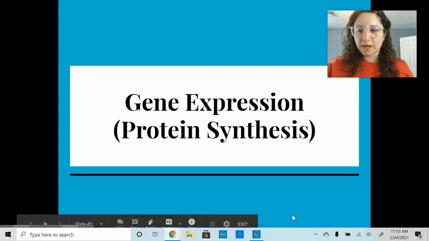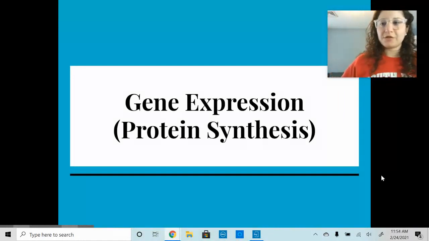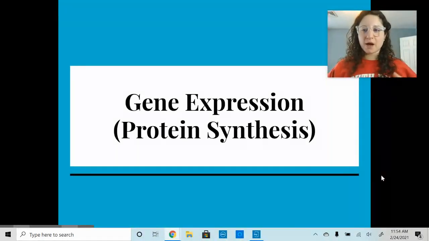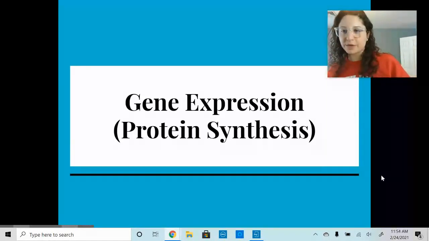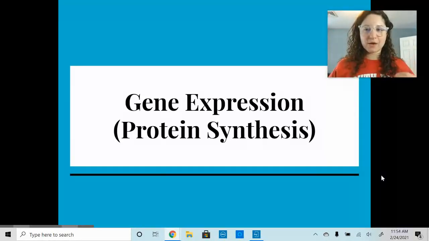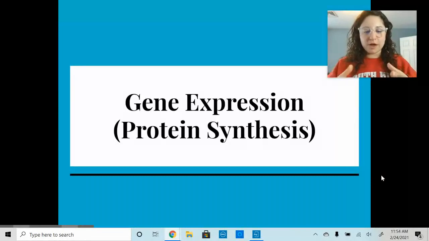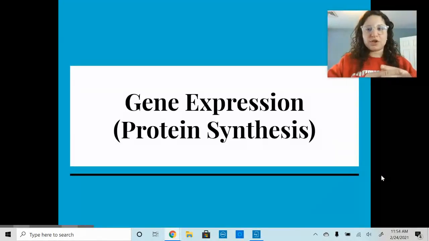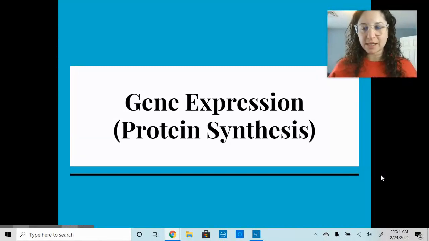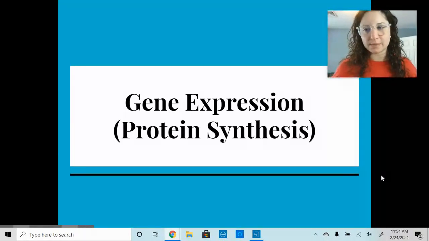Hey everyone, welcome back. So now that we have looked at and practiced the different inheritance patterns, and we've looked at how traits are passed from parent to offspring, we now have to look at how our genes, so how does our DNA show our characteristics, show our phenotype? So how do we go from this string of A's, T's, C's, and G's to I have brown eyes or I have curly hair? How do we go from this molecular structure to what we see in front of us on a daily basis when we look at other human beings or other organisms in general?